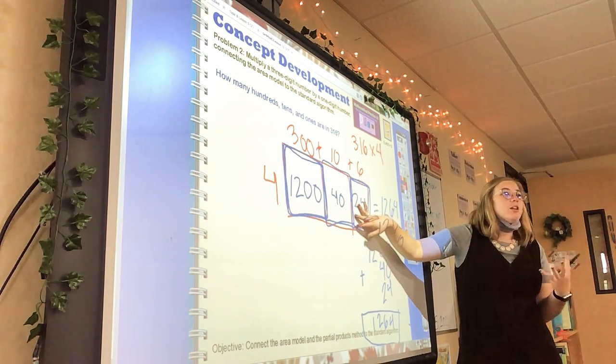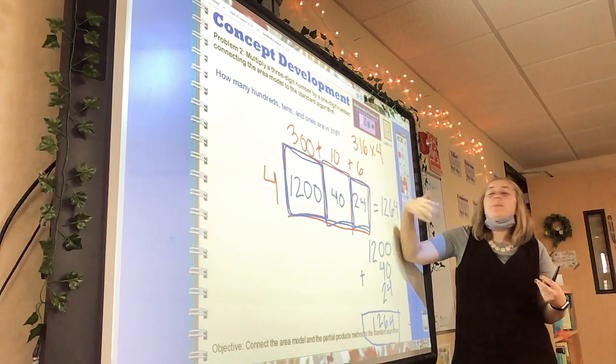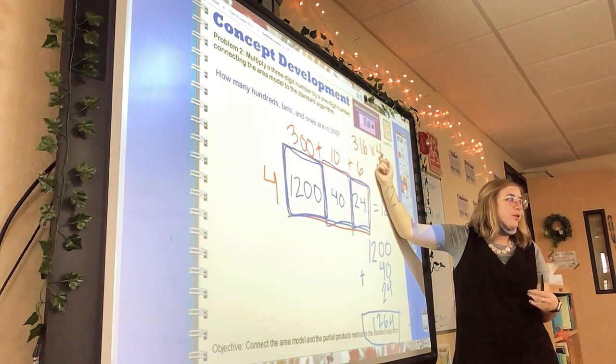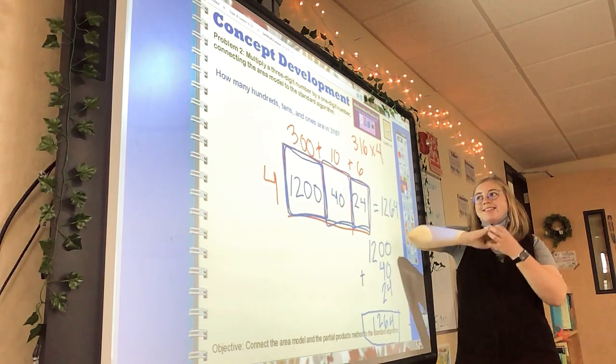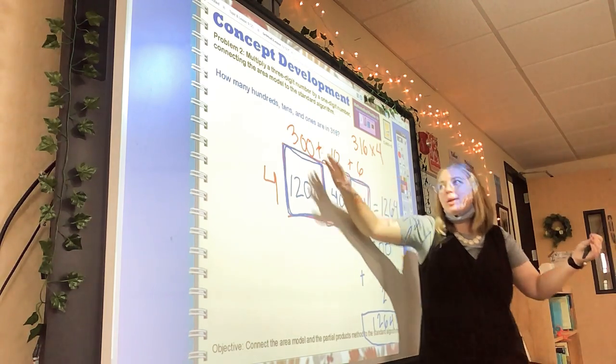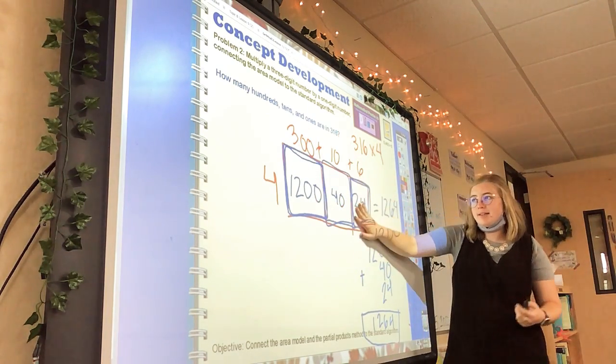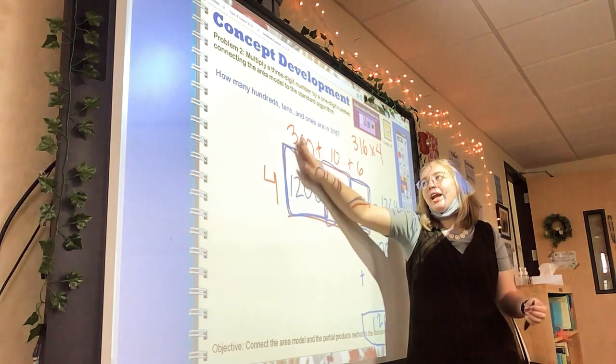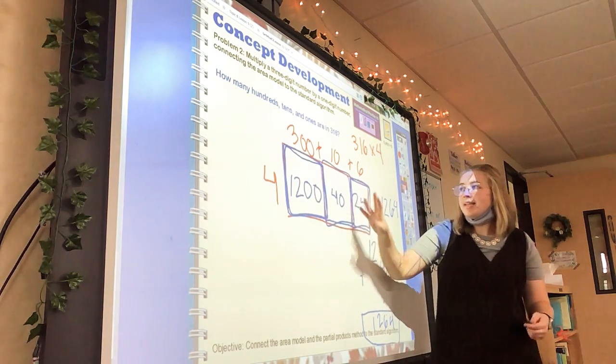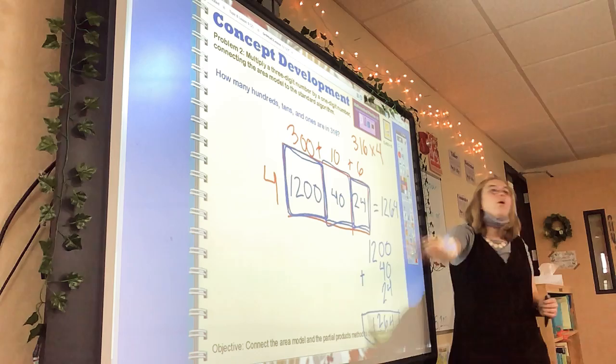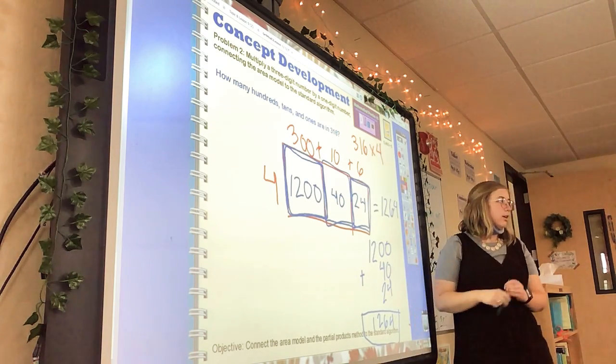But in order to make it a little easier, I don't know a lot of people who can solve 316 times 4 in their head. So we had to split it up into its place values: 300 plus 10 plus 6. And I could find the area of each of these little boxes and add them together to get the whole area, which is this.